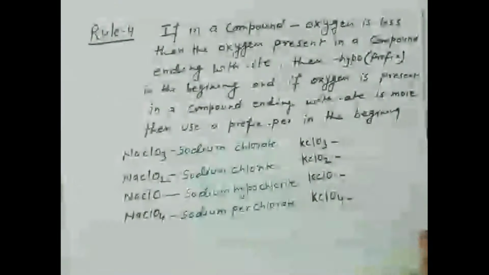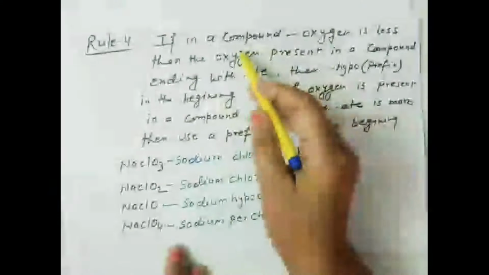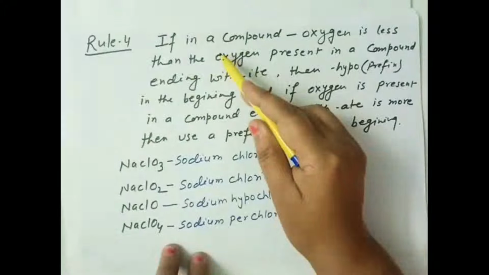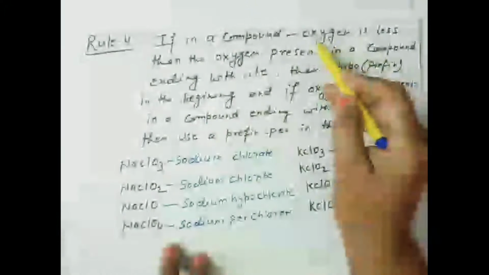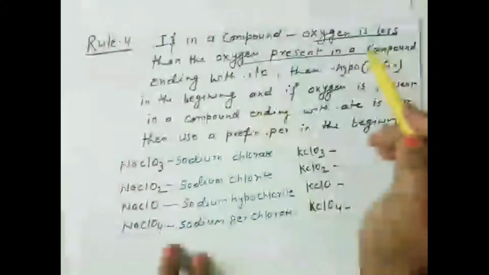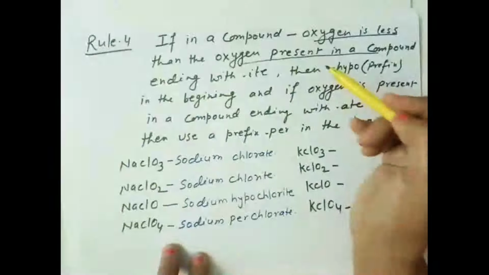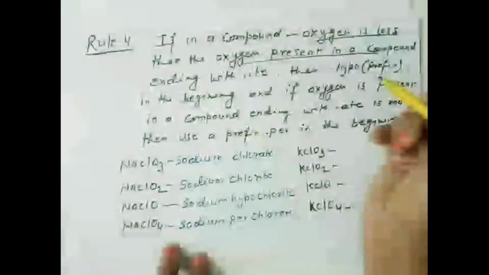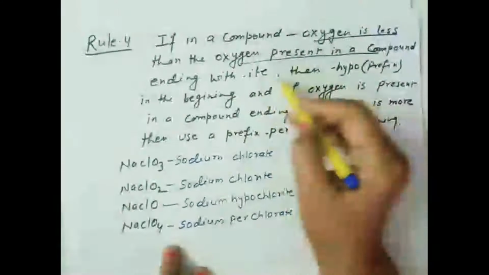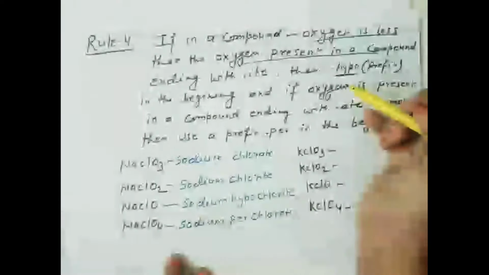Rule number 4. Rule number 4 states, if a compound, a tertiary compound, we are talking about a tertiary compound, if in a compound oxygen is less than the oxygen present in a compound ending with ITE. Now you people read ahead. If the oxygen is less than ITE, then the prefix hypo is added in the beginning.